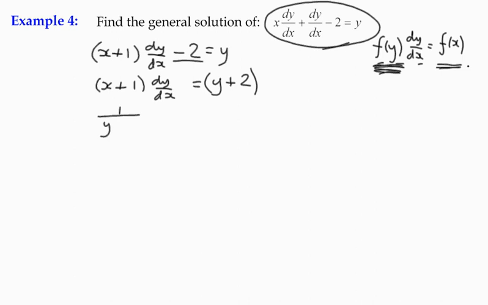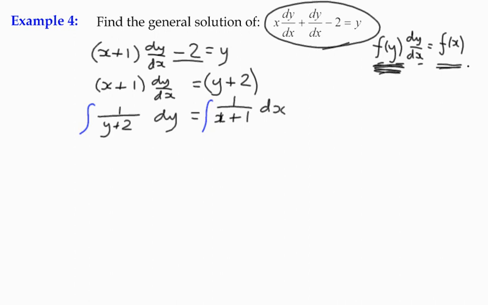The y plus 2 becomes 1 over y plus 2 on the left. X plus 1 becomes 1 over x plus 1 on the right, and we've got dy on the left, and we can write the dx on the right hand side, as we've been doing with the previous examples. That's us. We've got a function of y times dy by dx, or dy equals function x dx.